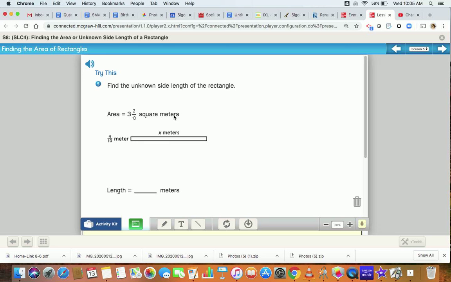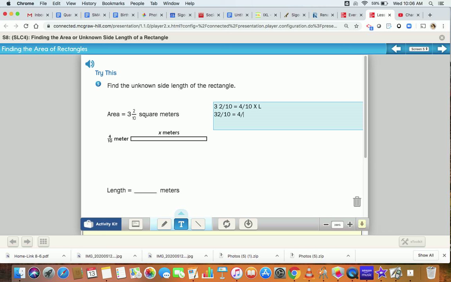Okay, so now we have the area, and we know that this side is 4/10. So we have to plug that into our equation. So we know that 3 2/10 is equal to 4/10 times, I'm going to say L, even though they say X meters, 4/10 times my length is going to be 3 2/10. So one thing that I could do here is change 3 2/10 into an improper fraction. That would be the easiest thing to do. So 3 2/10 changed into an improper fraction would be 32/10.